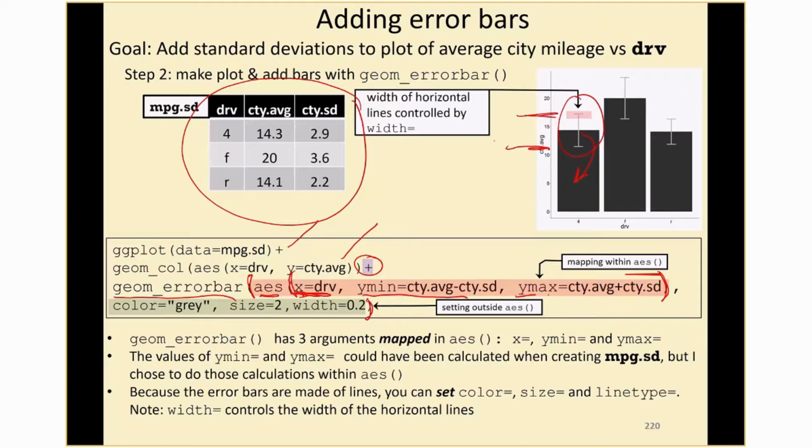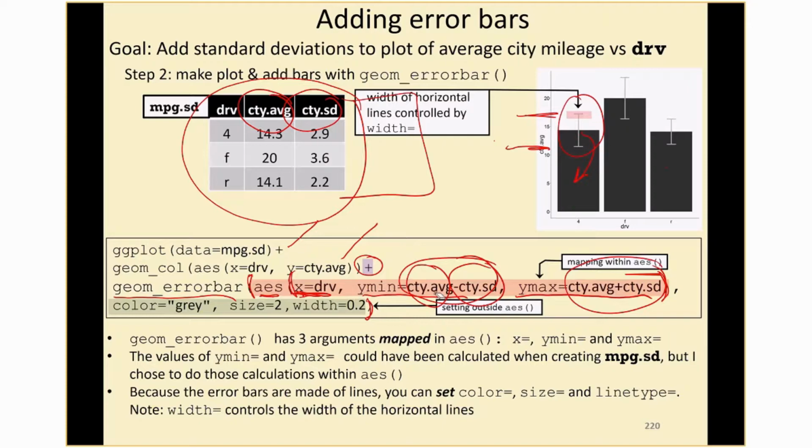Now, as you can see is happening here, we're actually doing some algebra inside of our aesthetic mapping. So we're taking the value of city average and we're subtracting the standard deviation from it. There is actually another way to do business, and we'll see that in the next slide. I could have produced a data frame that had this calculation and this calculation built into my data frame, and then I could directly have added those values of ymin and ymax to my plot. Either way works fine. We'll see the other way in the next slide.